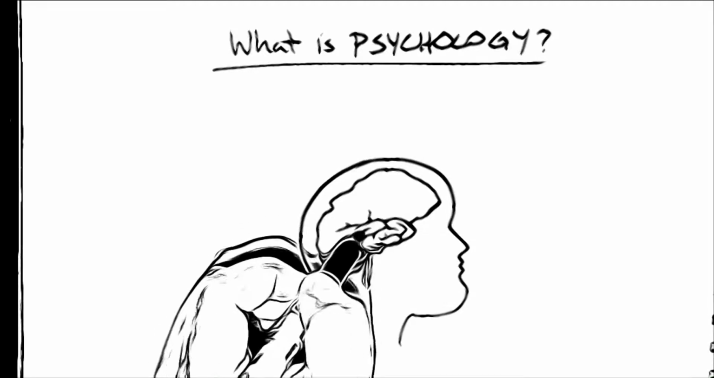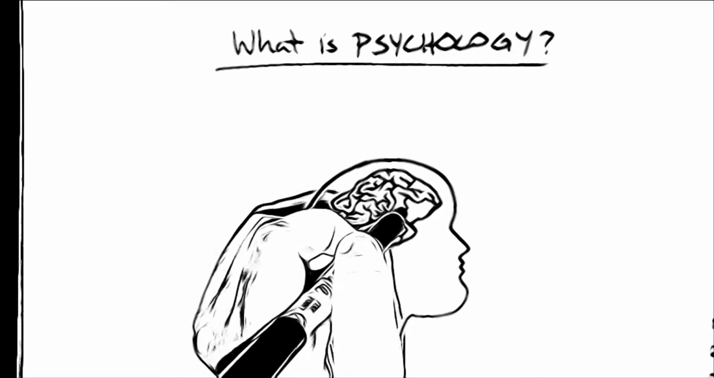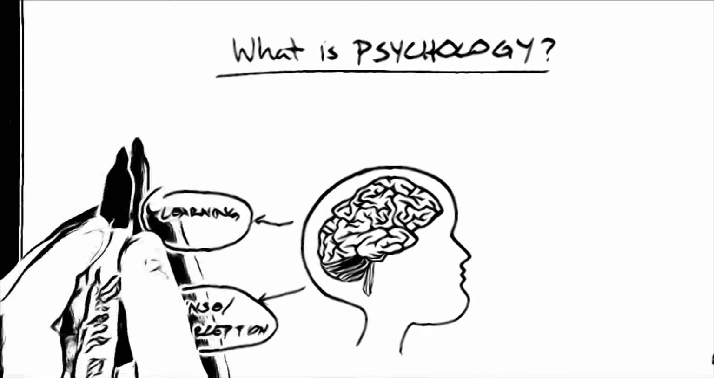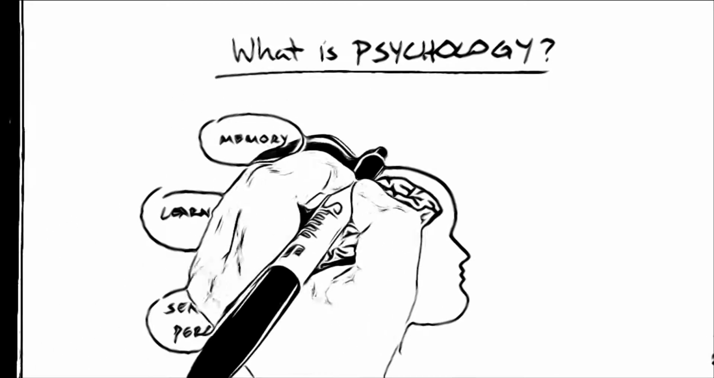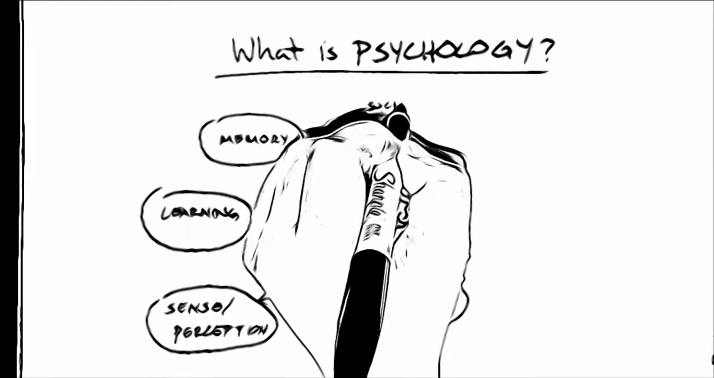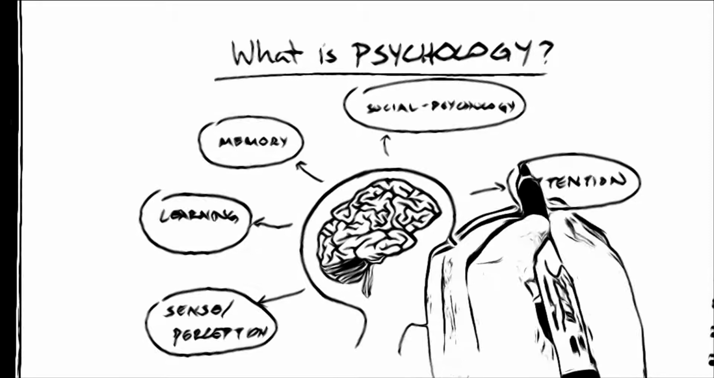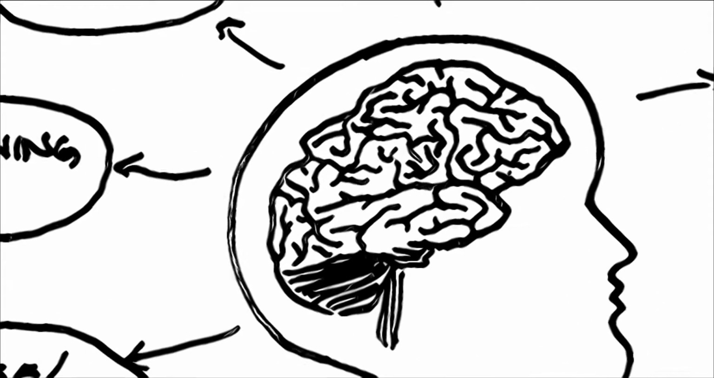We will be specifically looking at what parts of the brain Alzheimer's disease affects, and how this leads to changes in an individual's ability to sense and perceive, learn, memorize things, socialize with others, and retain attention. So, what exactly is Alzheimer's disease?